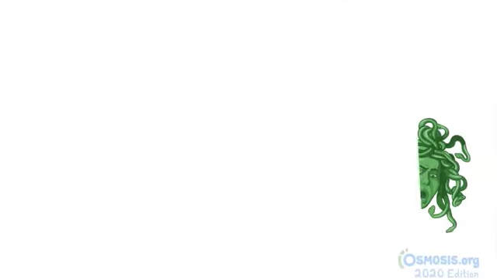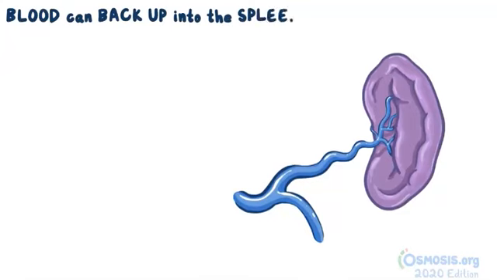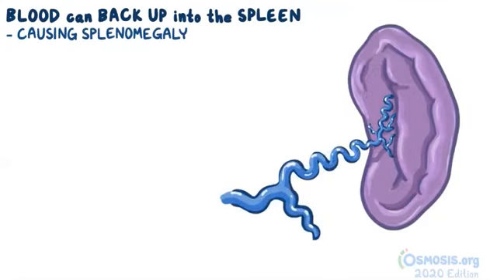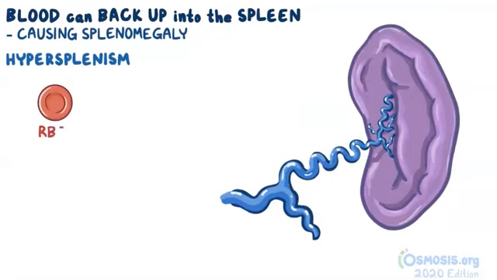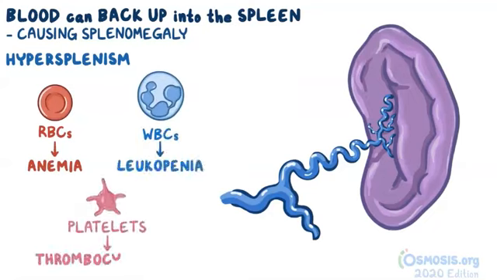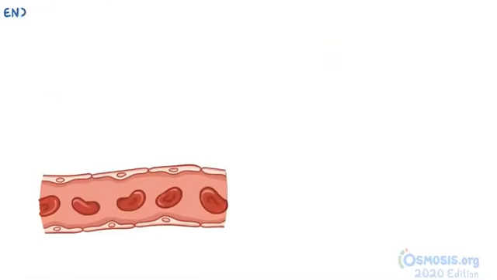Portal hypertension can also cause blood to back up into the spleen, causing congestive splenomegaly, meaning an enlarged spleen. This causes hypersplenism, meaning the spleen traps blood elements like red blood cells, causing anemia, white blood cells, causing leukopenia, and platelets, causing thrombocytopenia.